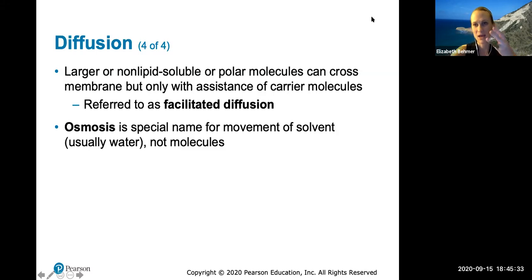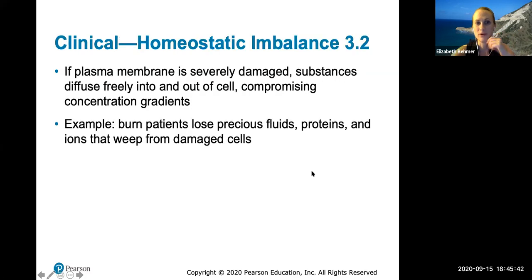Osmosis then is the third type of passive transport, and it's a special name for the movement of solvent, most often water, not molecules. This is important if a plasma membrane is severely damaged. Substances could diffuse freely into and out of the cell, and that could compromise the concentration gradients and compromise the cell itself. This is common in burn patients. They can lose precious fluids, proteins, and ions. We say that they weep from the damaged cells because fluids are getting out of the damaged cells more quickly. So it's common in burn patients to weep fluids out of their cells.